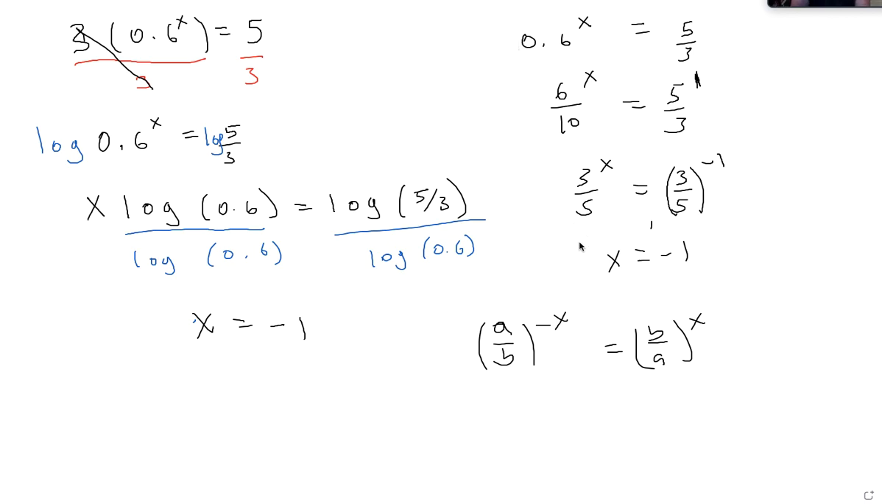Again, this is hard to spot, so probably this is the best way to go at this. And like I said, this is going to work for all exponential problems of this form you can solve using logarithms. But there's the sneaky way.